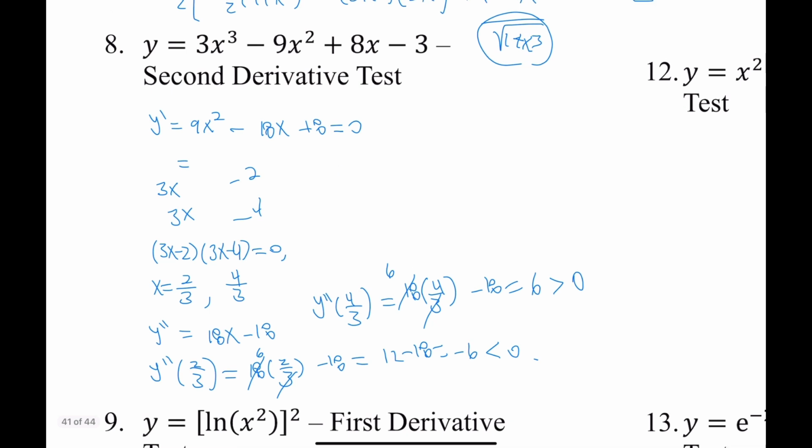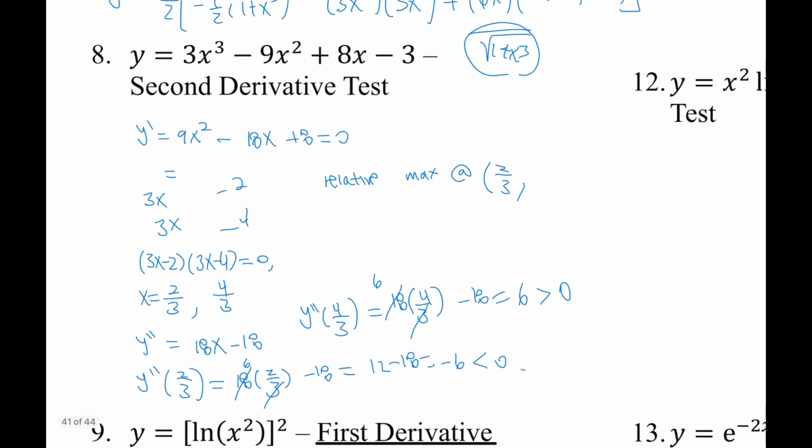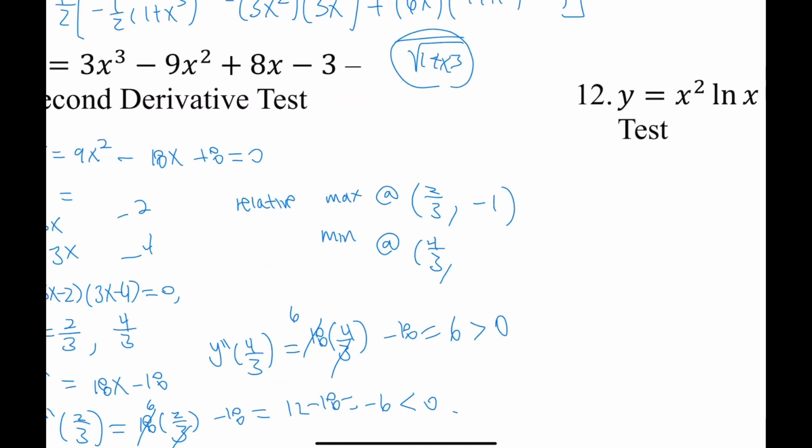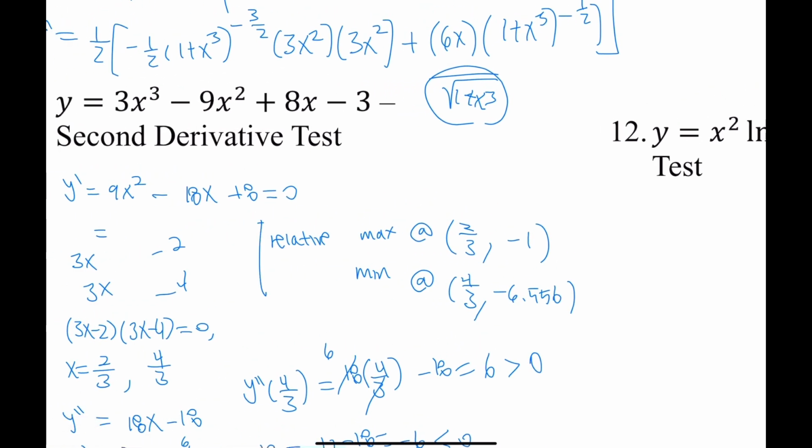So we have a relative max at 2 over 3, and a relative min at 4 over 3. Let's find out where these points are. I am getting negative 1 for this one, and negative 6.556 for 4 over 3.